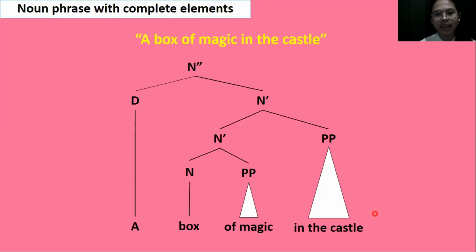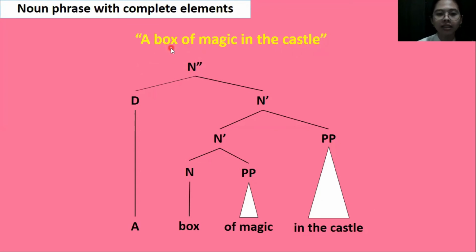Alright, previously I have explained the examples of tree diagrams of the noun phrase that consists of determiner, adjunct, complement, and head only. But this example is a complete noun phrase because in this phrase there are determiner, complement, adjunct, and head within the phrase itself. So please have a look at this example: "a box of magic in the castle". This is a complete noun phrase.